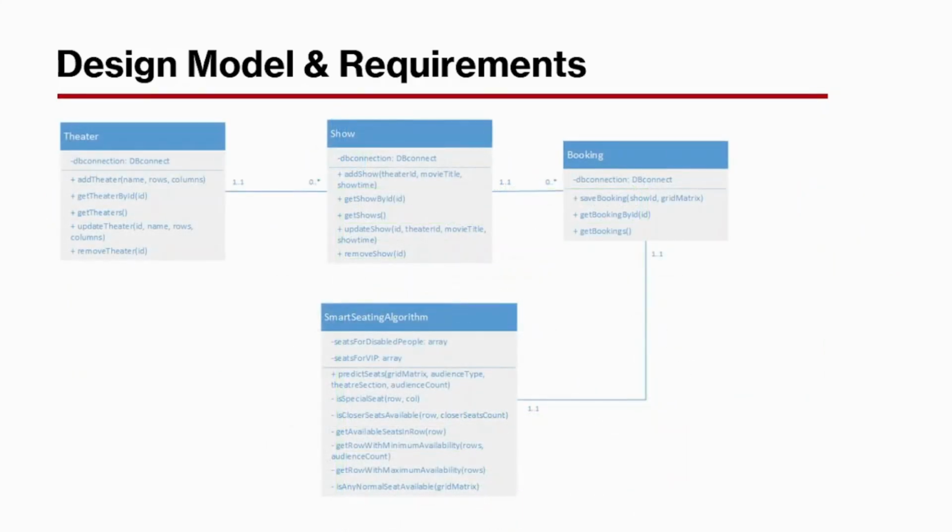And finally, I have created the class diagram since this project follows object-oriented principles. In this project, mainly we have four classes: theater, show, booking records, and then the smart seating algorithm.